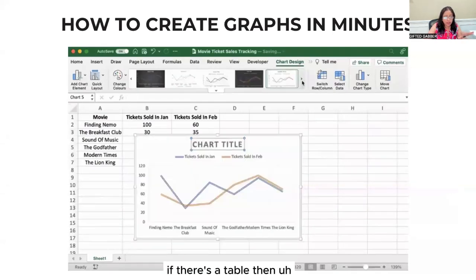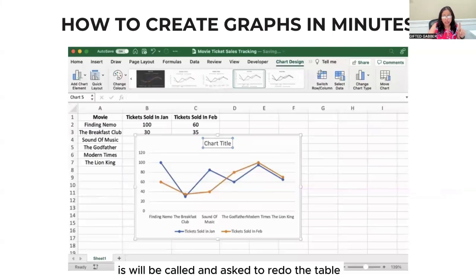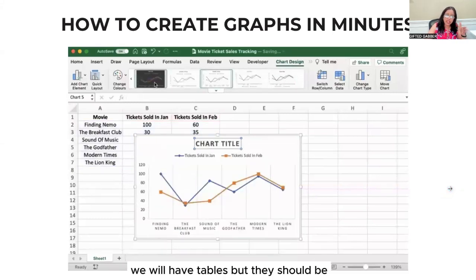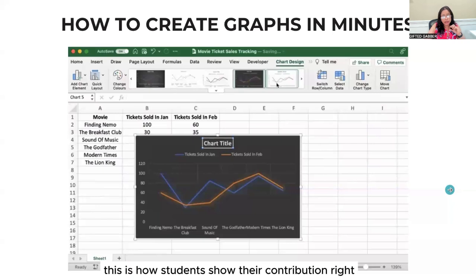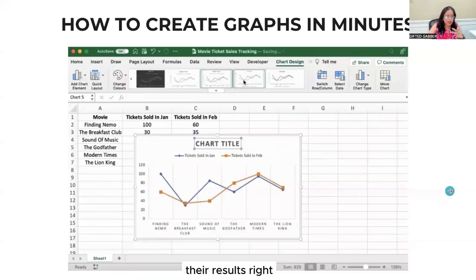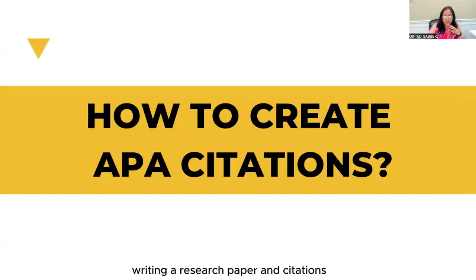If there is a table, then the student will be called and asked to redo the table to convert it into a graph. Okay, so that's how we do research. We will have tables, but this is how students show their contribution, right? Their results, right? So this is a critical component in writing a research paper.